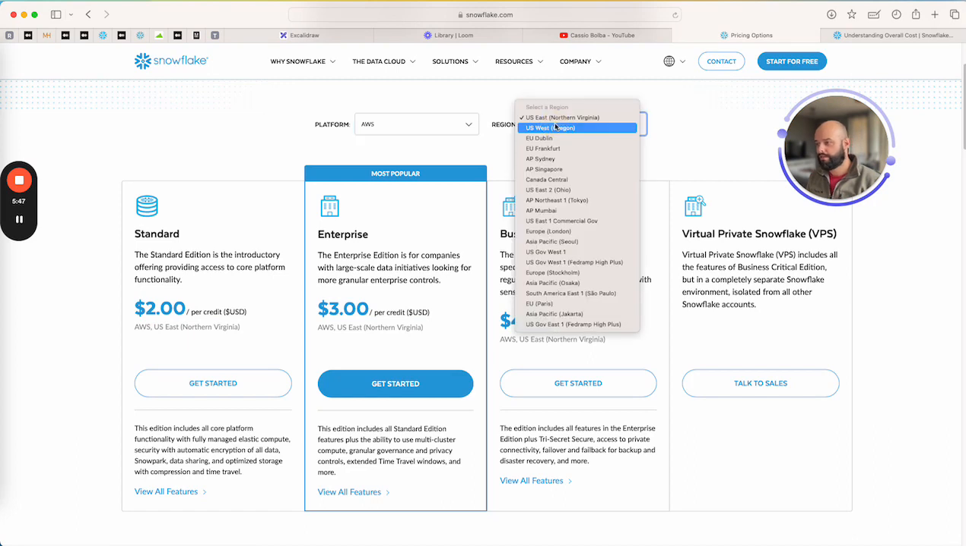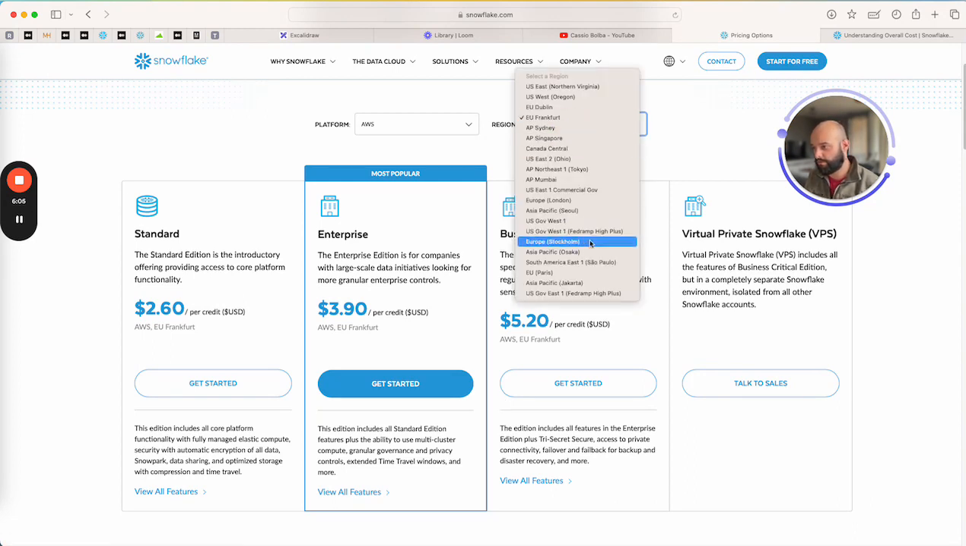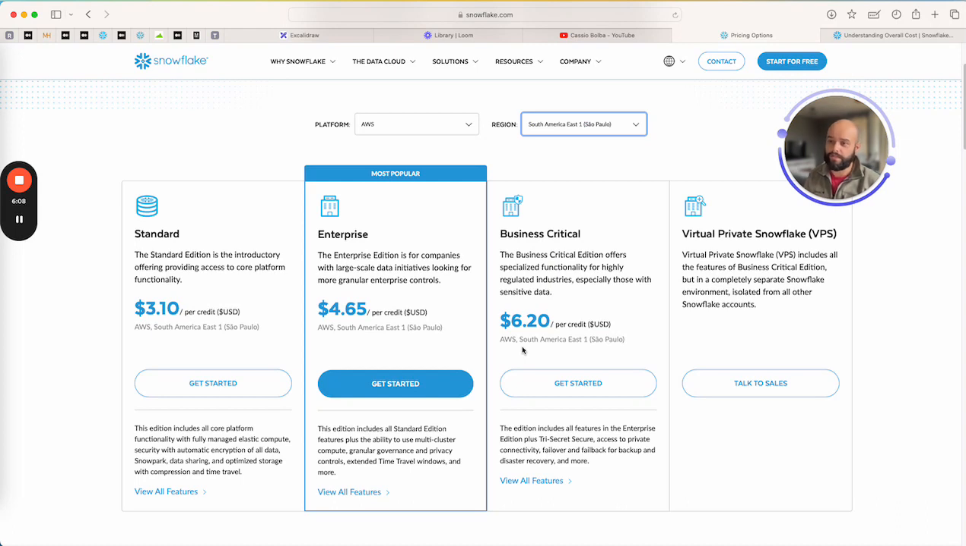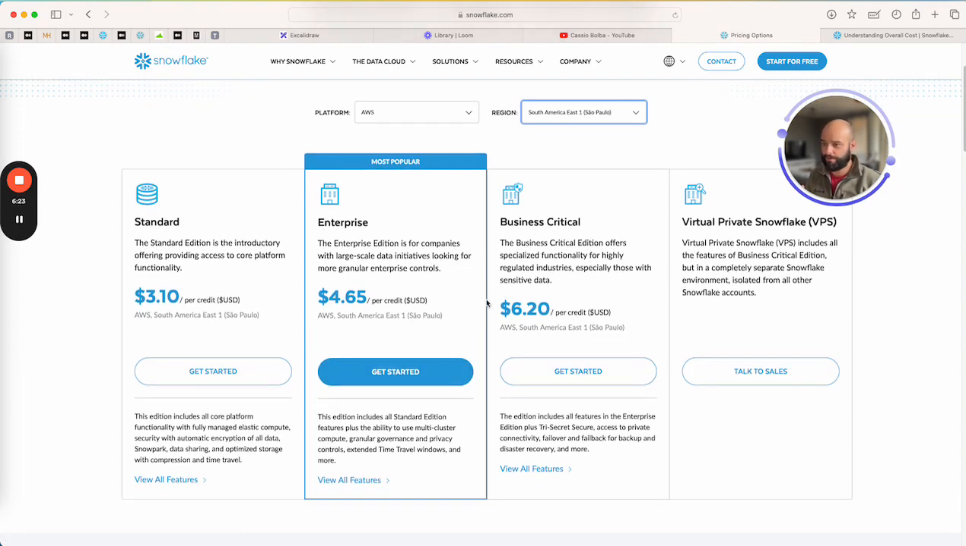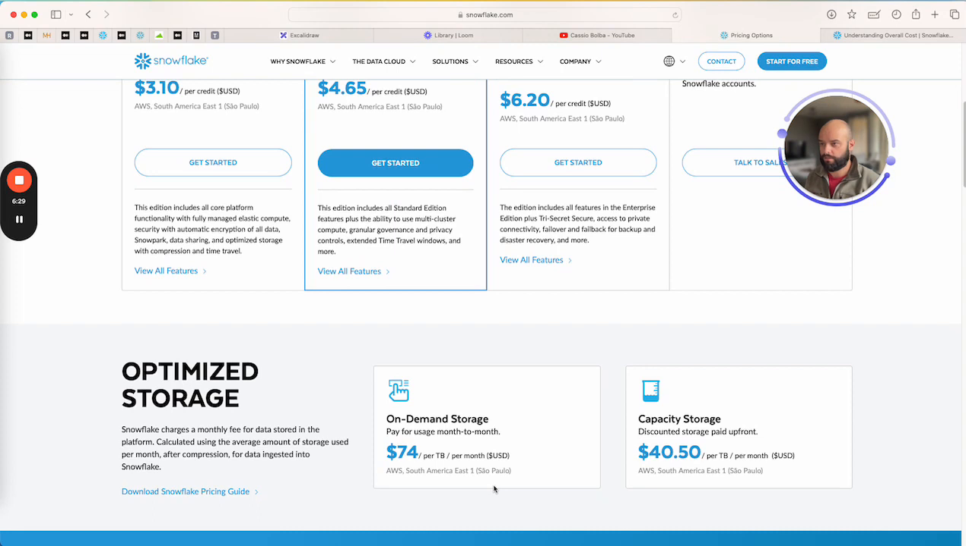But let's change the region here. Let's go for Frankfurt. Frankfurt, which is the region I am in, I would be paying a higher price, because the cloud region here is more expensive. I know I'm from Brazil, and São Paulo, the Brazilian region of AWS, is even more expensive. So those are the prices that you would be paying there. Here we can see how much each credit would cost for the virtual warehouse, for the processing. And on the bottom, we can also see how much we would pay on the storage costs.